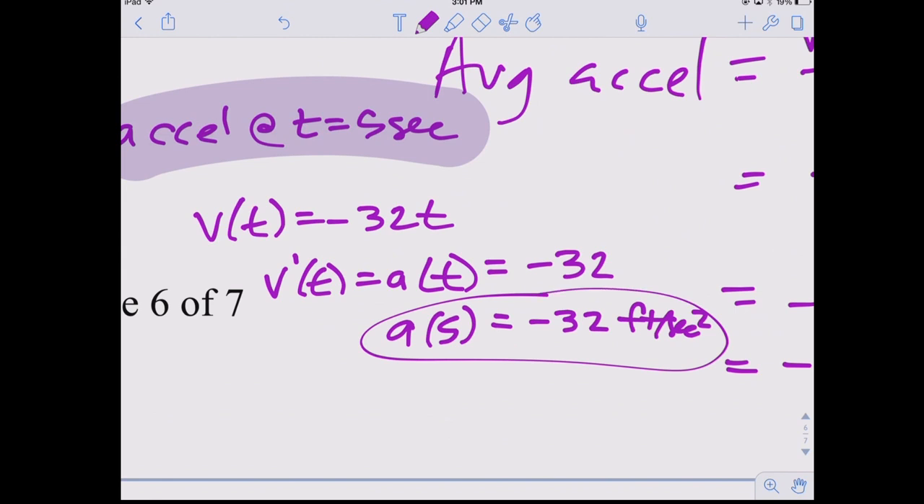So for a falling object, of course, in ideal conditions, neglecting air resistance and all that stuff, the average acceleration should be the same as the instantaneous acceleration.